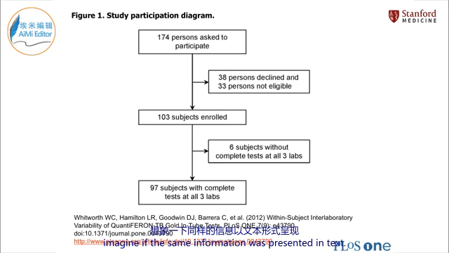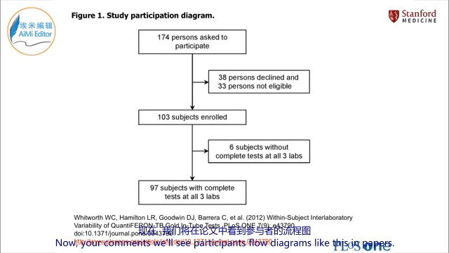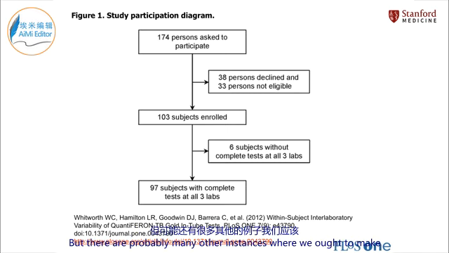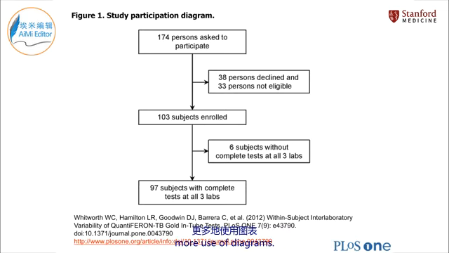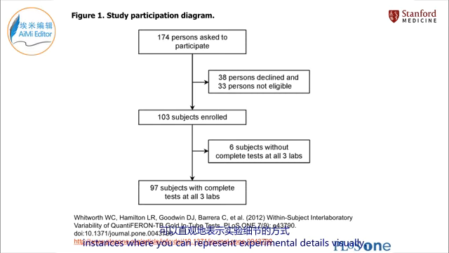Imagine if this same information was presented in text. It would be hard to weed through and make sense of, and it would also be really boring to read. A picture is much more efficient for imparting this kind of information. Now, you'll commonly see participant flow diagrams like this in papers, but there are probably many other instances where we ought to make more use of diagrams. If you have studies with complex experimental protocols, complex dosing of drugs, this information might be better in a diagram or a table. So be creative and look for instances where you can represent experimental details visually.